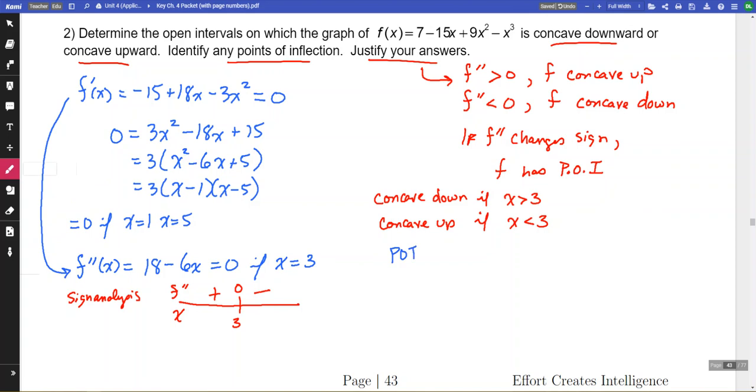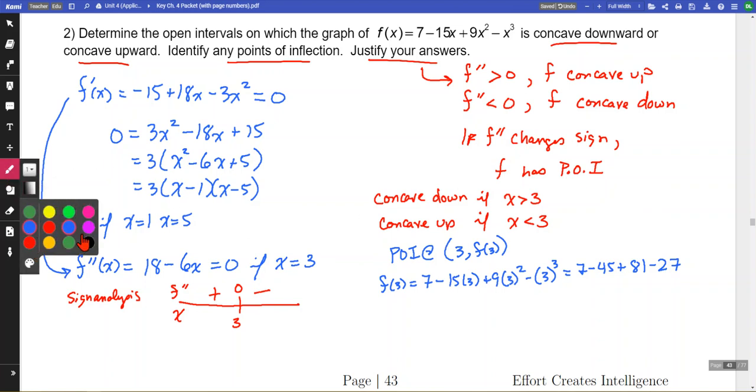Our point of inflection is going to be at (3, f of 3). And we just need to figure out f of 3. Well, what does f of 3 equal? That's going to be 7 minus 15 times 3 plus 9 times 3 squared minus 3 to the third power. If we evaluate, that's 7 minus 45 plus 81 minus 27. And that's good enough for our purposes. So now we have everything, and we have our justifications.